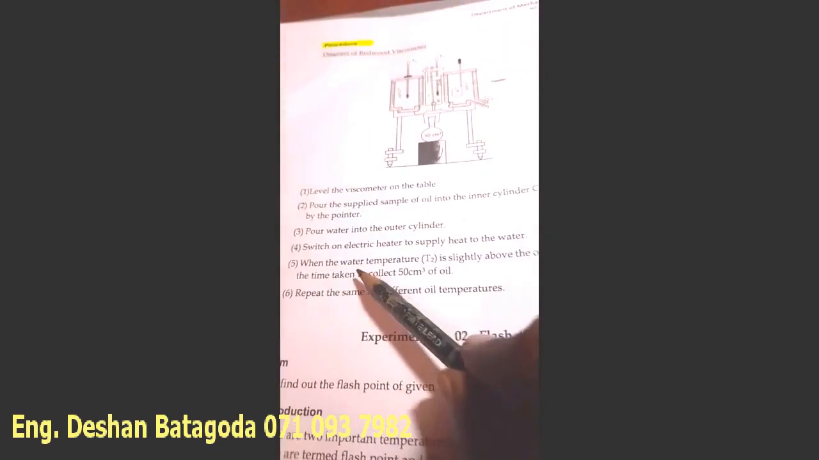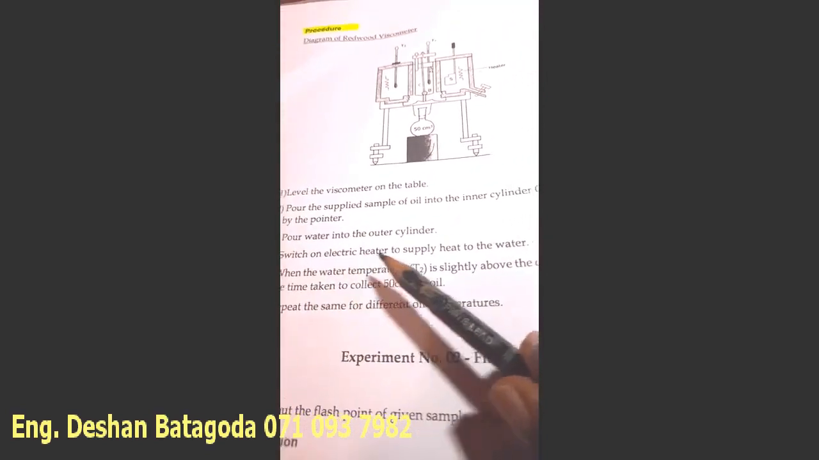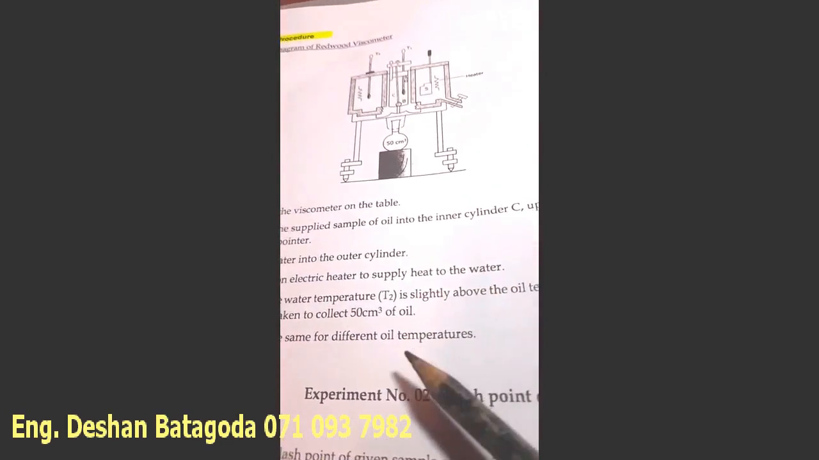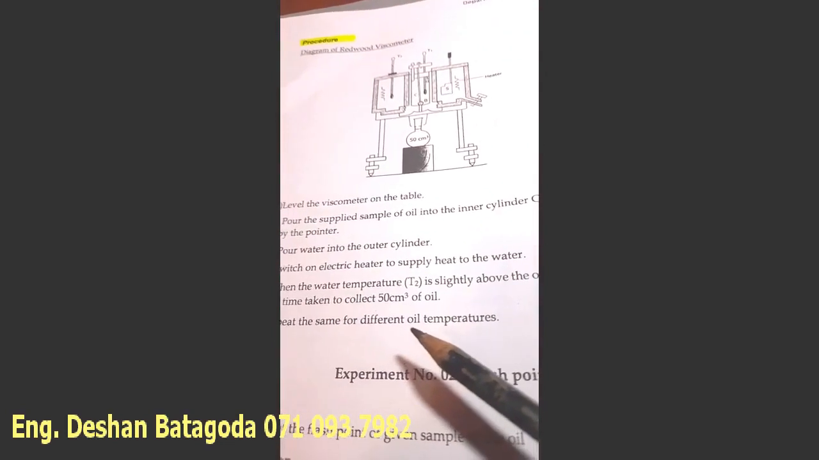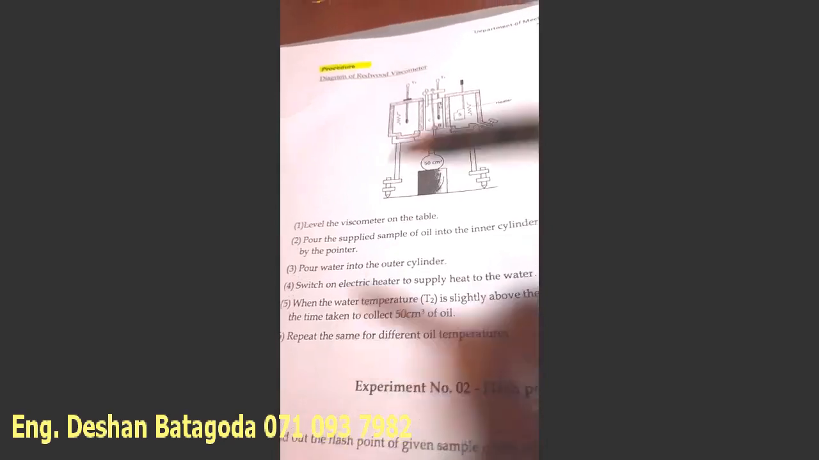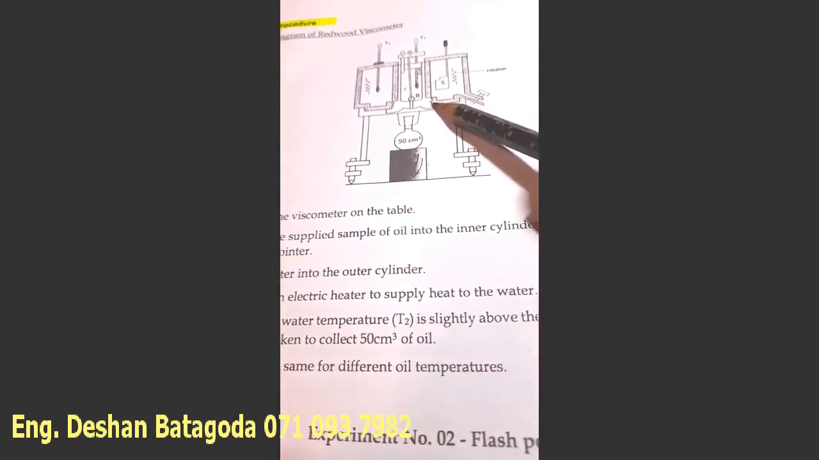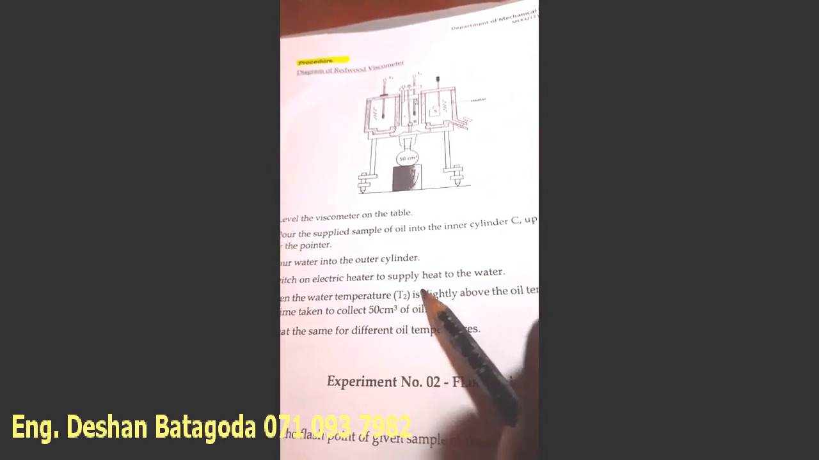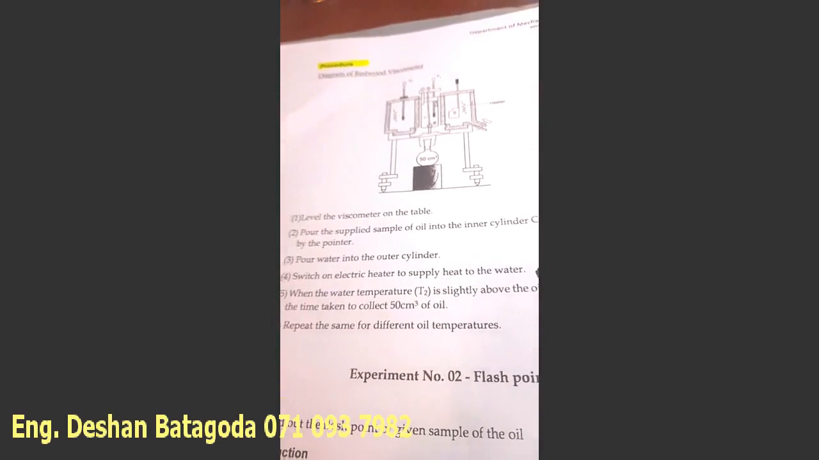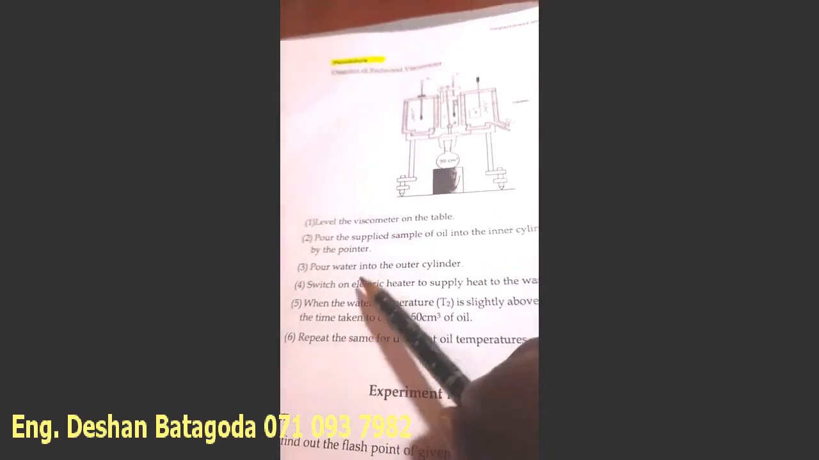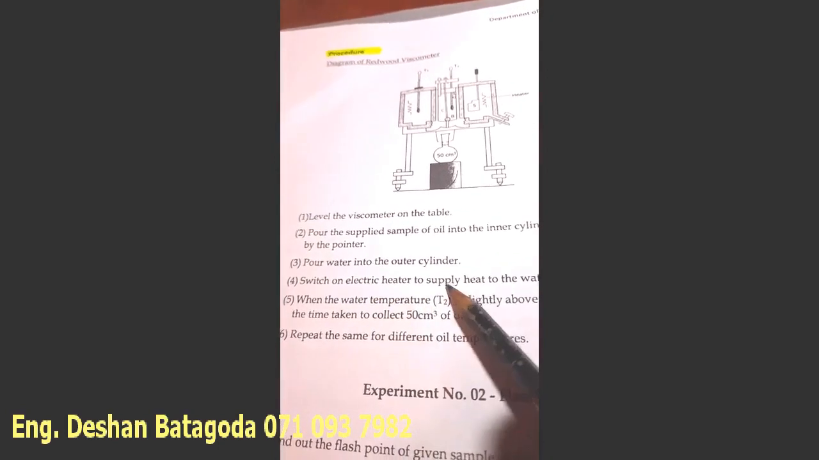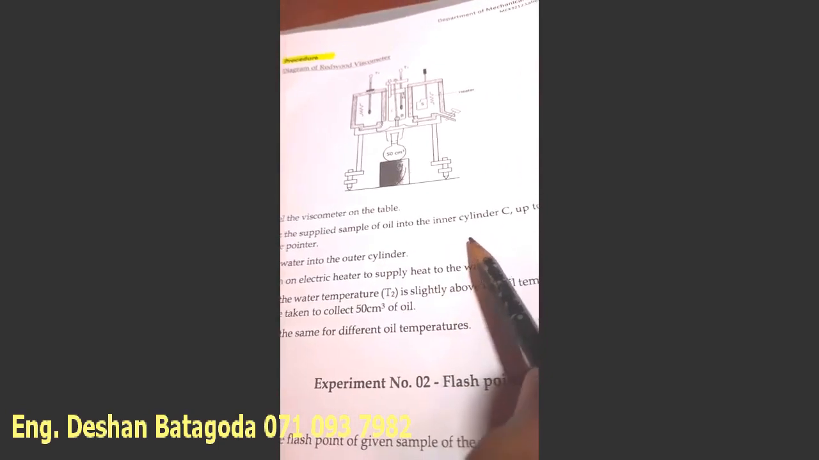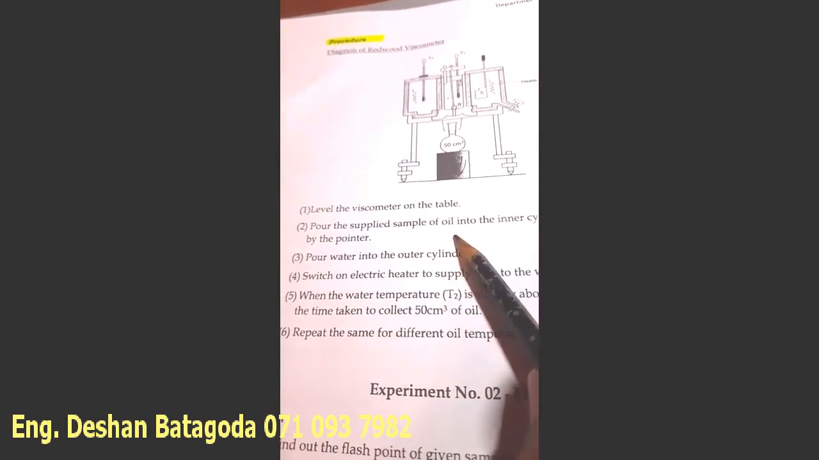Then switch on the electric heater to supply heat to water, right? That means we are not directly going to heat the oil. We are going to heat it through water. That is why we switch on the electric heater to supply heat to water, because we have filled water in the outer cylinder. The inner cylinder contains the oil that we are going to test.